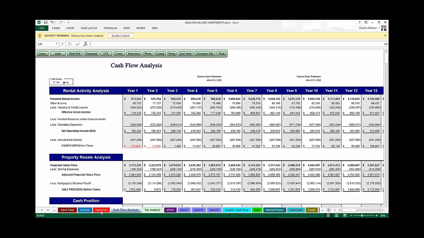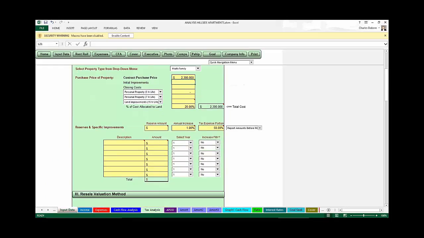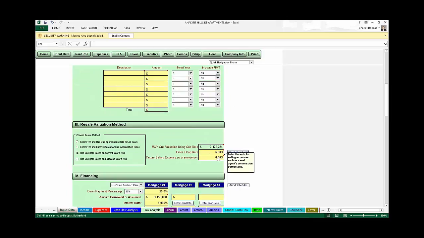Well, what happens if we make an offer at the 2.3? How does it look? 2.3. Then we have that. All right.